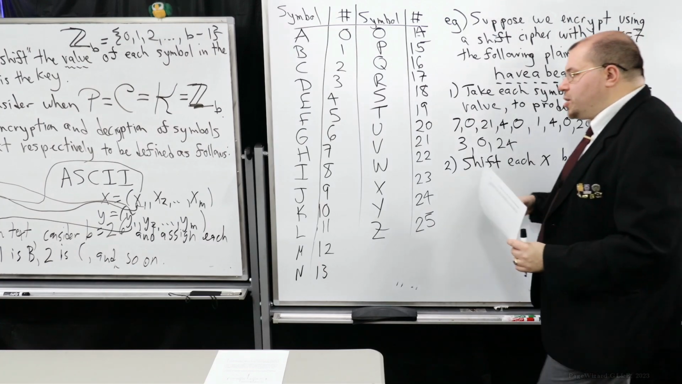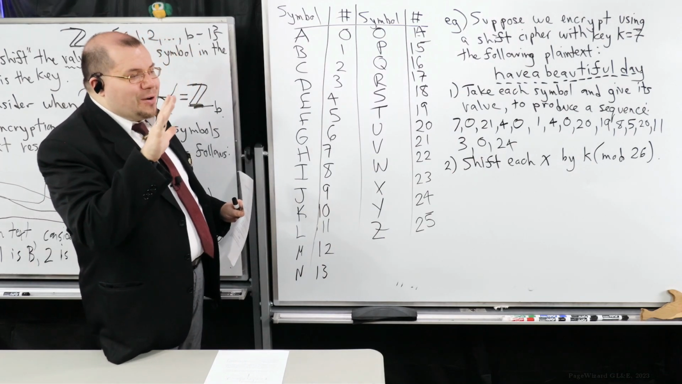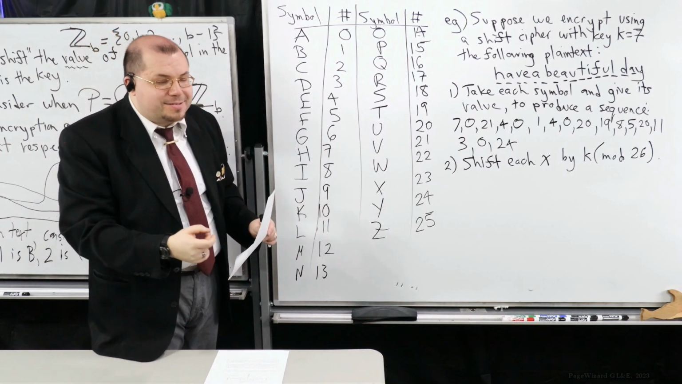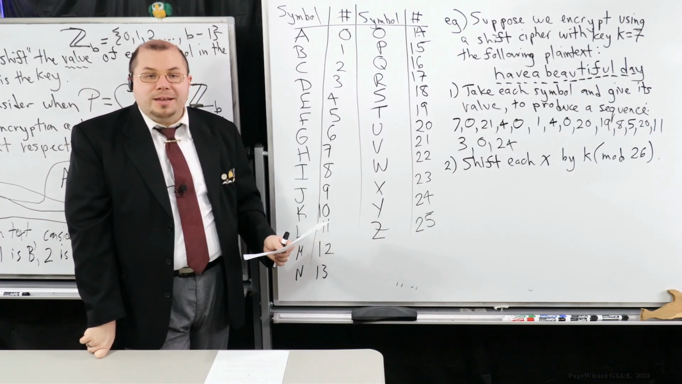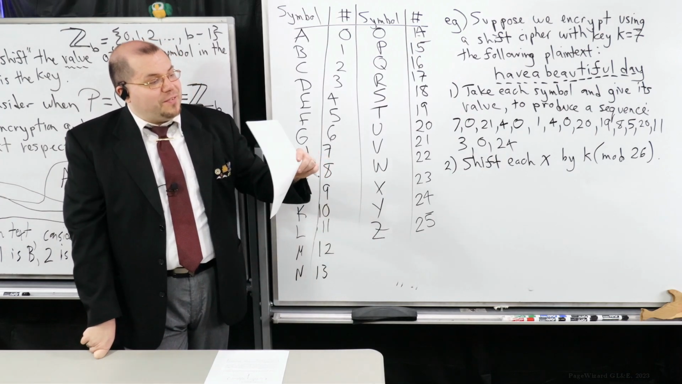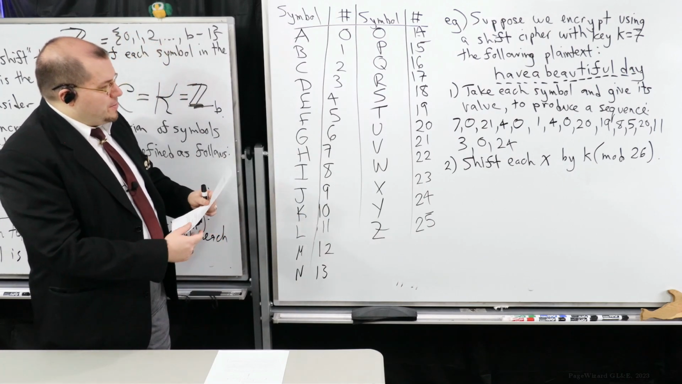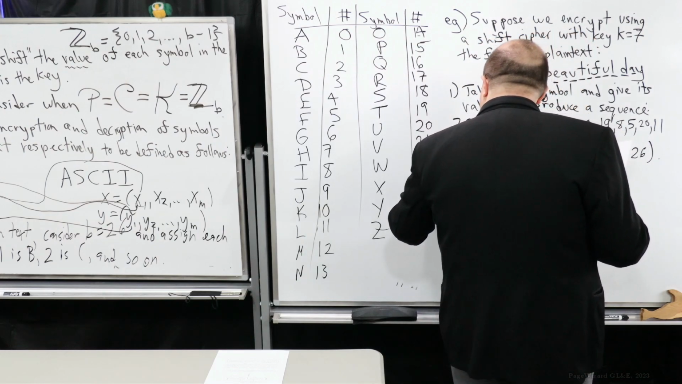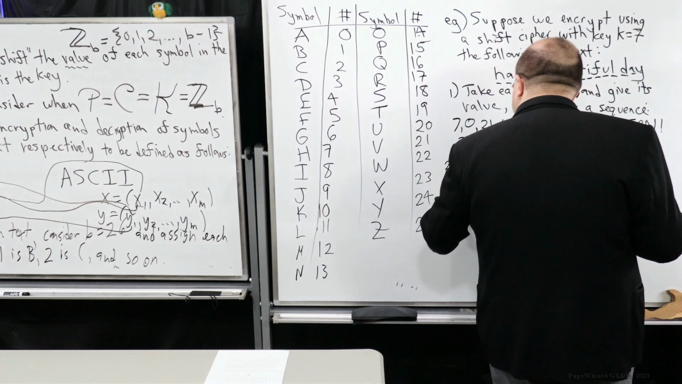For those that aren't acquainted with modular arithmetic, if ever we go up to 26 or higher, it wraps back around. 26 mod 26 is 0. 27 mod 26 is 1. Think of it as the remainder when I divide a number by 26. So let's go through each one of these numbers. We're going to add 7 to it. So 7 plus 7 mod 26 is 14. 0 plus 7 mod 26 is 7.